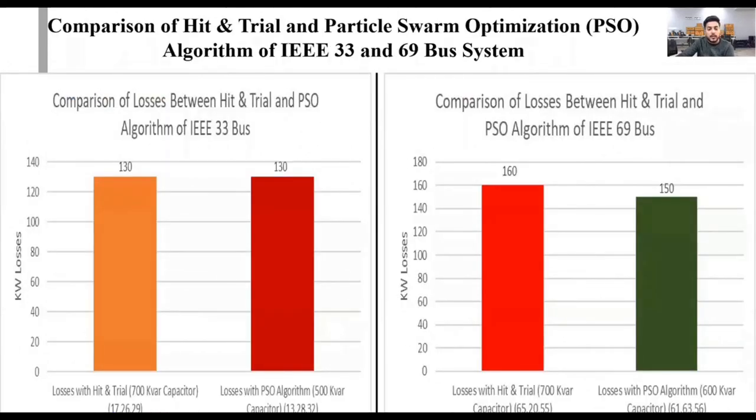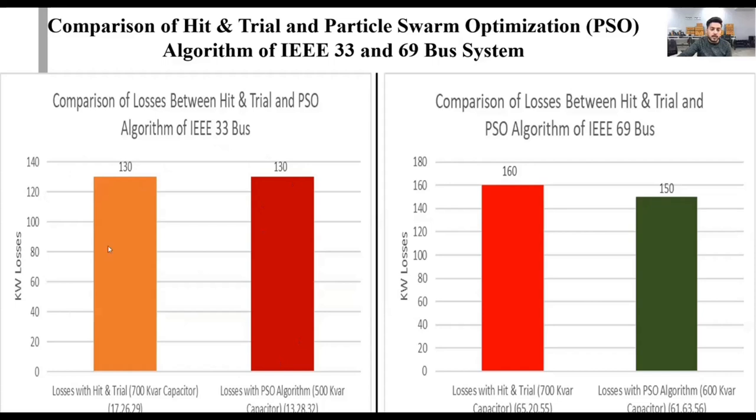After that, we have a comparison of losses with the hit and trial method and after applying the PSO algorithm. You can see that we got the same results with the hit and trial method and the PSO algorithm, but the main difference is in the rating of the capacitor. In the hit and trial method, we got the results at 700 kVAr capacitor, and after applying the PSO algorithm, we got the same results at 500 kVAr capacitor.